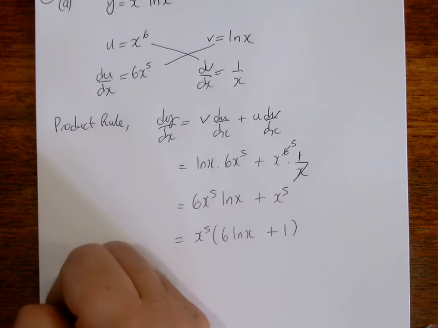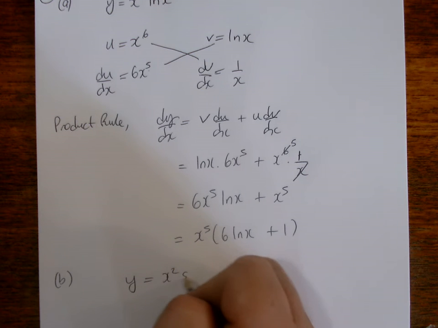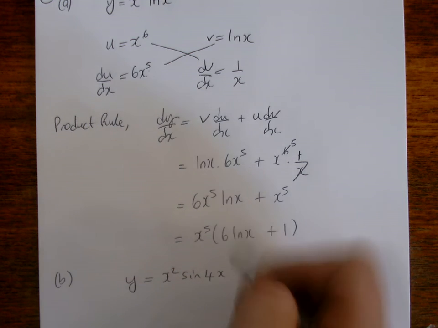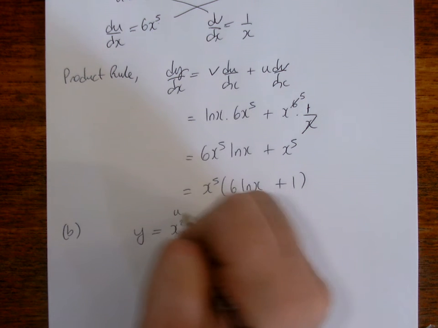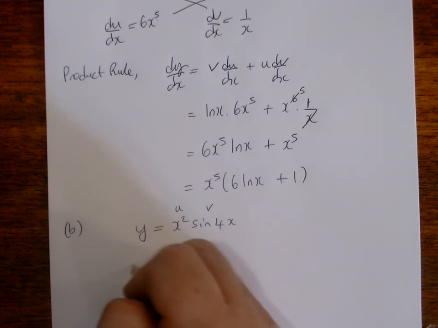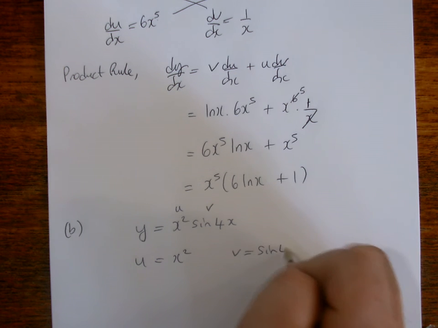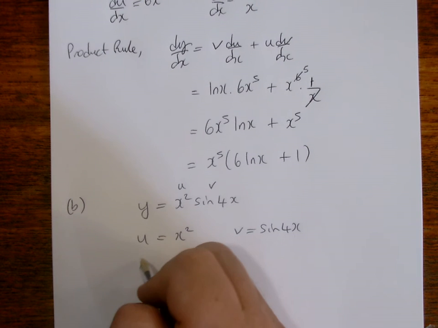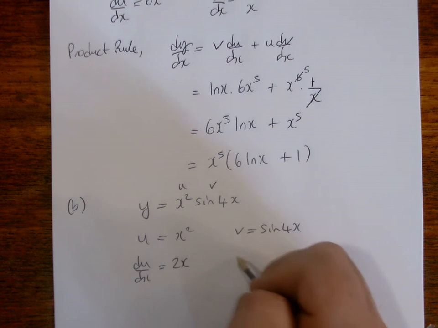Right, with b, we've got y equals x squared sine 4x. So we've got here the product of x squared, which we call u, and sine of 4x, which we call v. So u is x squared, v is sine 4x. Differentiate u, you get du dx is 2x.